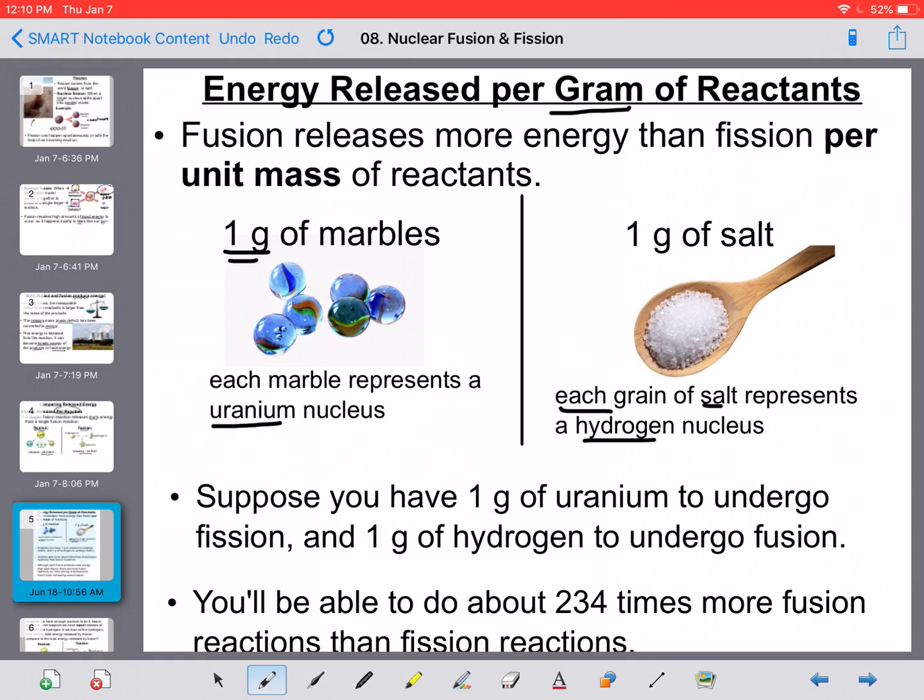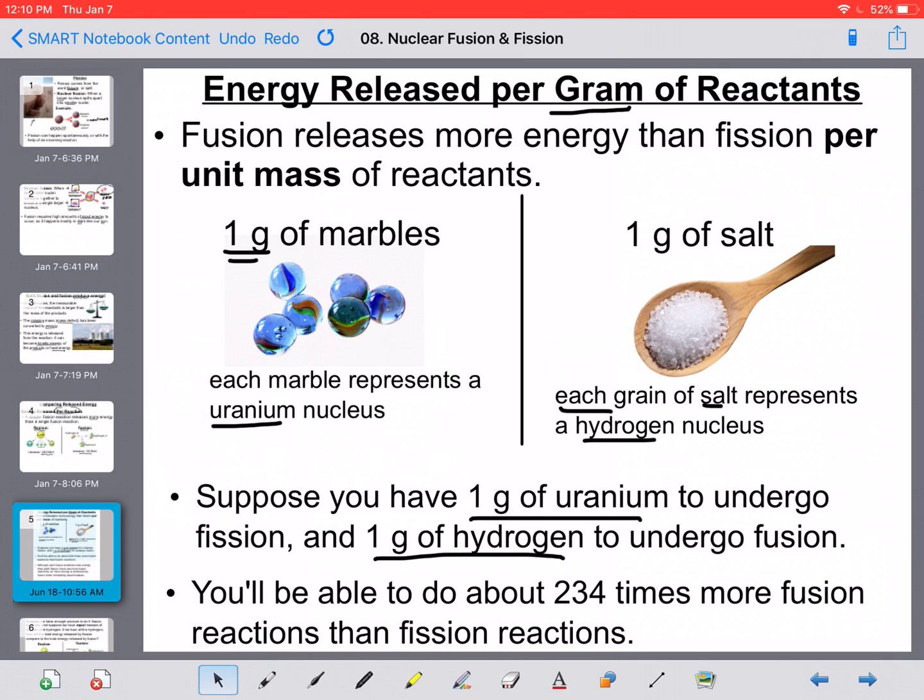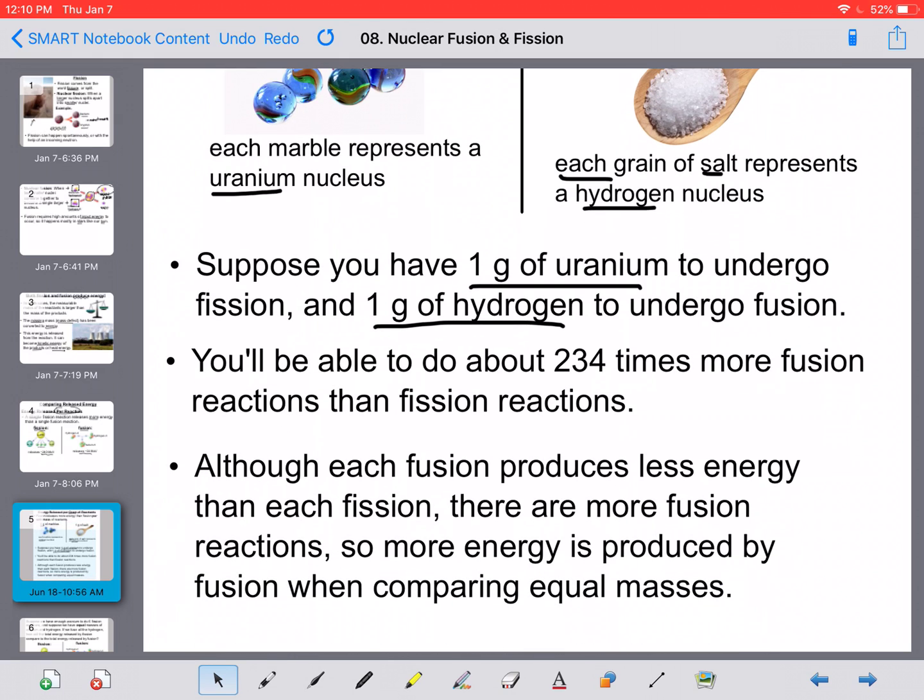So now I want you to imagine 1 gram of uranium undergoes fission, and 1 gram of hydrogen undergoes fusion. Because 1 gram of hydrogen is so many hydrogen atoms, and 1 gram of uranium is not very many uranium atoms, you'll be able to do about 234 times more fusion reactions than fission reactions. Don't worry about where that 234 came from. I calculated that earlier, and you don't need to know where I got that from.